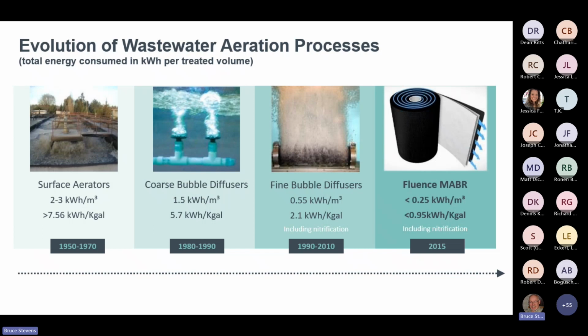But one of the issues is still diffusing oxygen from the bubbles through the air, through the liquid phase, and then into the biomass. That's the one thing that we do very efficiently with the Fluence MABR system, and it's an interesting process. So we'll get into that in a little bit more detail in the next slide.